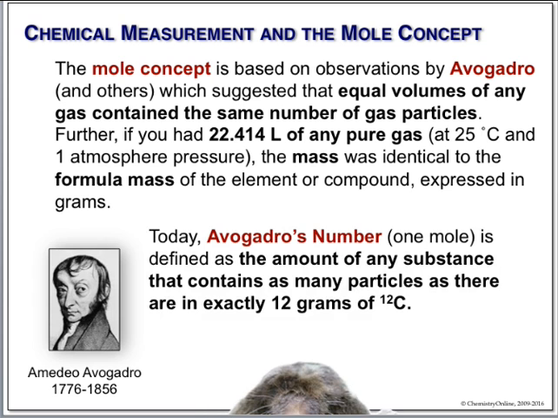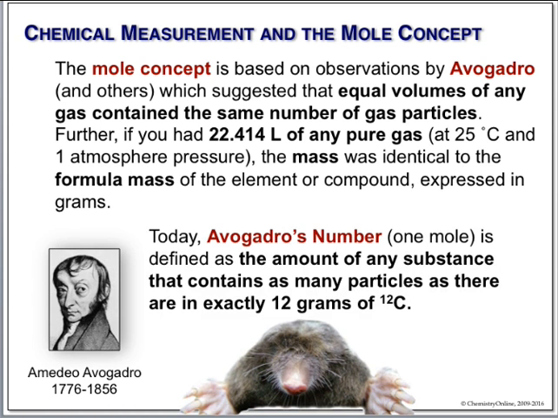Today we actually define Avogadro's number not based on volumes or anything like that. We define it based on carbon 12. So exactly 12 grams of carbon 12 is 1 mole. And anything that has the same number of particles is 1 mole. Now, it's important to realize that a mole is a unit, and we'll talk a bit about this. It simply represents a very, very large number, but it's a very convenient way to allow us to represent this.